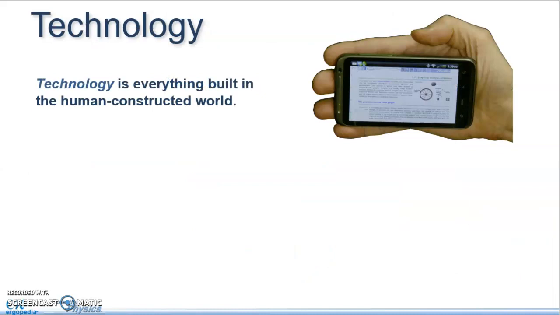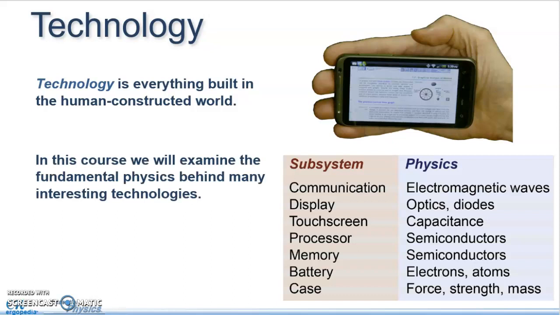Technology is everything built in the human constructed world. Looking at some technological things and where they fit in with physics: communication, maybe electromagnetic waves; display, so optics and diodes, and how does that touch screen work, and why doesn't it work when it's wet? Questions like that. Processor and memory and semiconductors; battery, electrons, atoms. That's getting into the chemistry department a little bit. And then the case, maybe force, strength, and mass might be some things that you consider there.